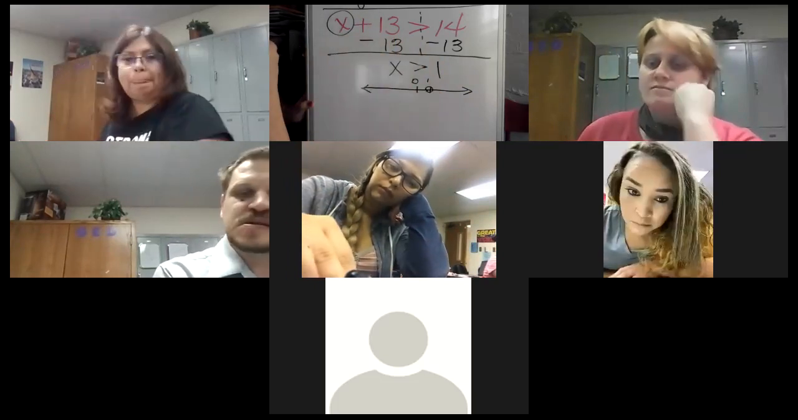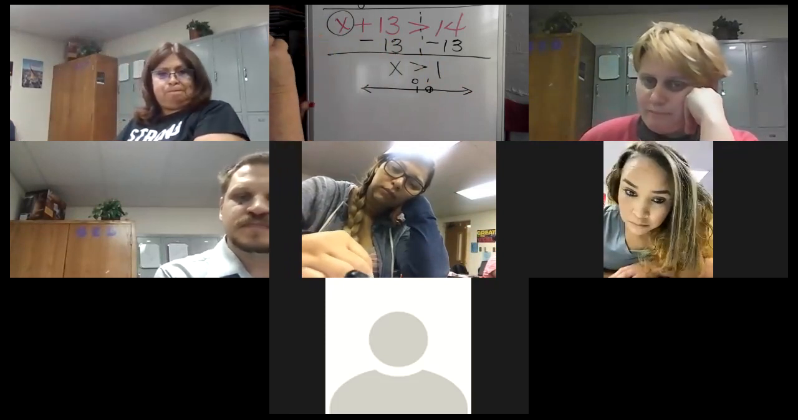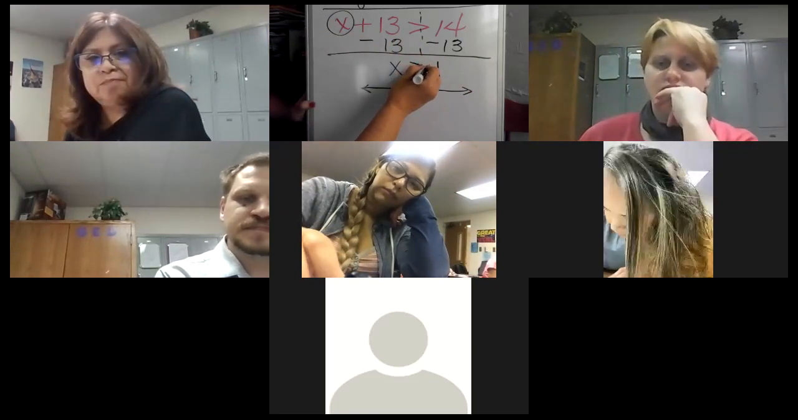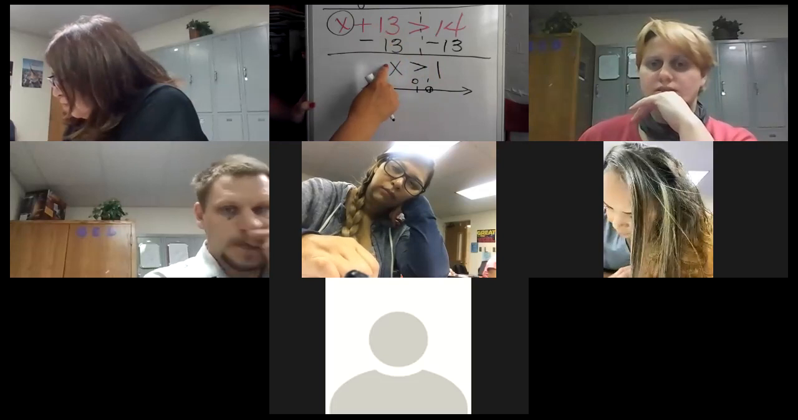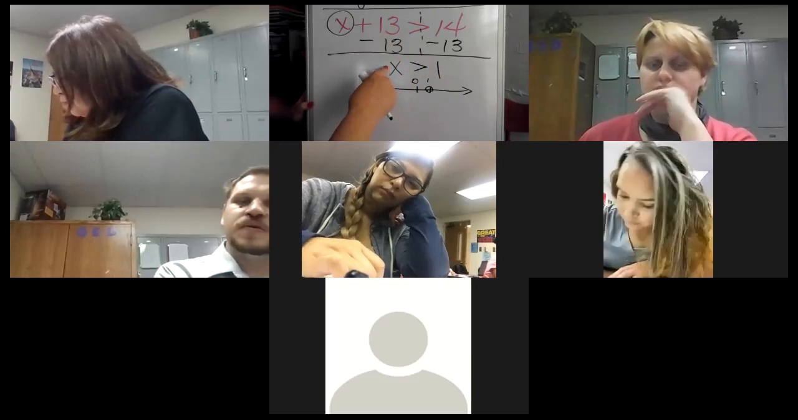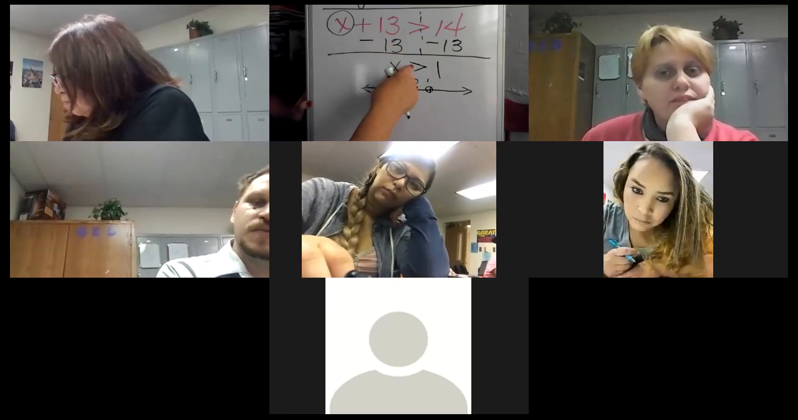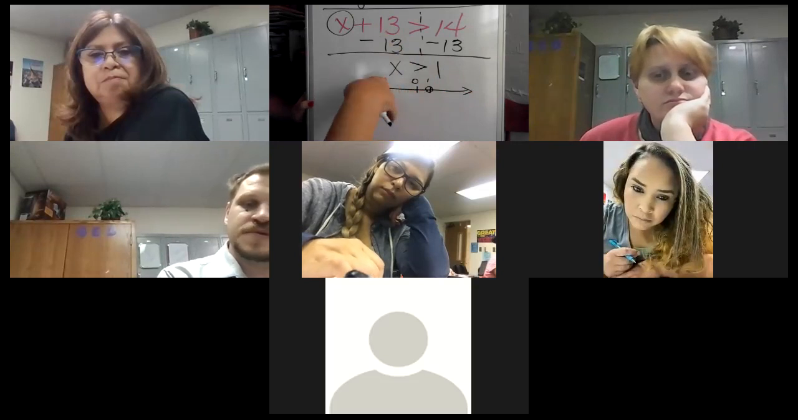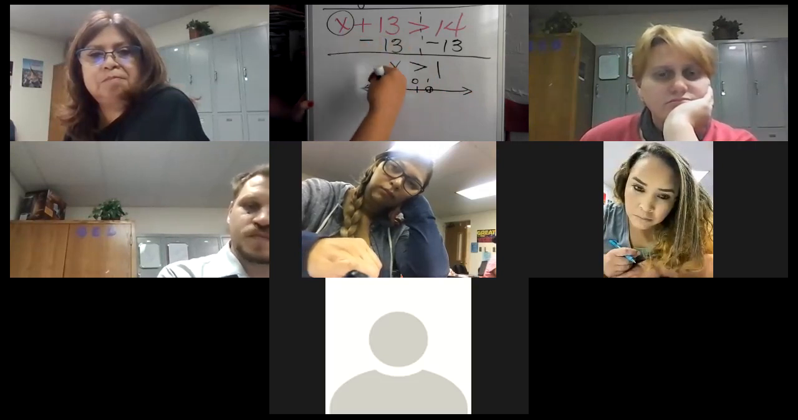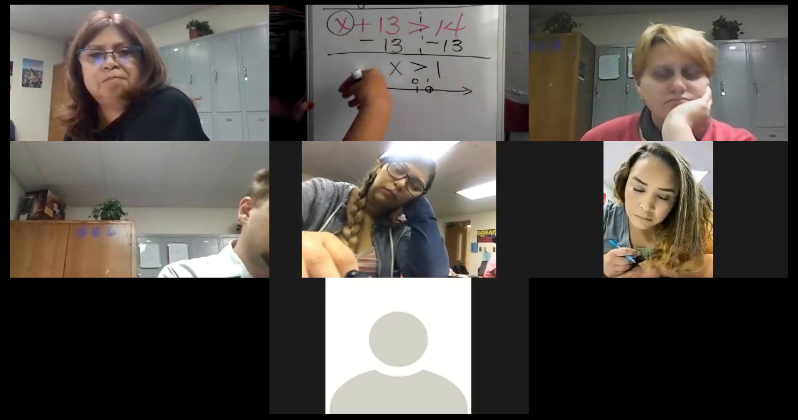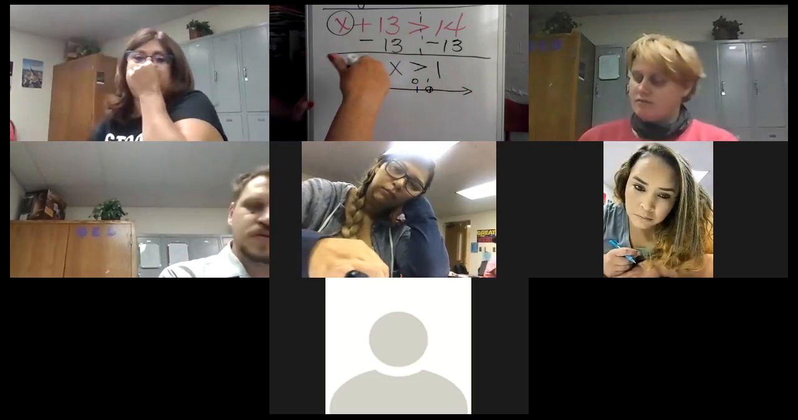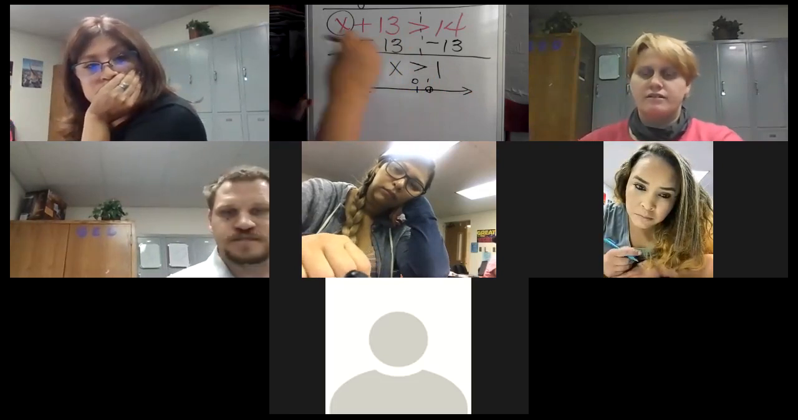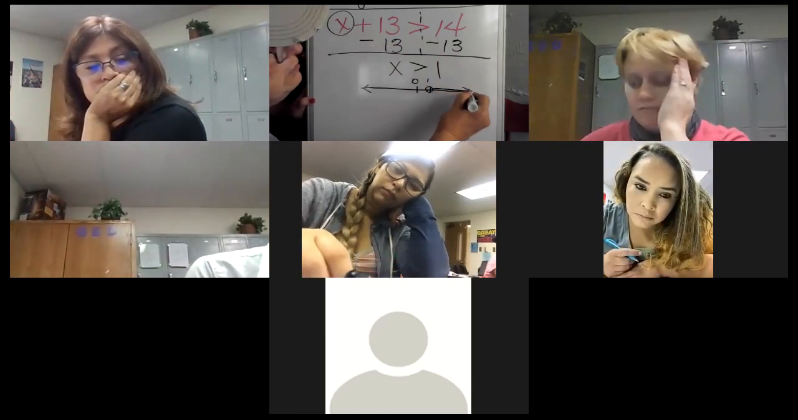And now we have to make a decision which direction we're going to shade on this line. Okay. Now remember, we're going to interpret this as X representing all of the numbers that are greater than 1. So we have to show on our line here all of the numbers that are greater than 1, like 2 and 3 and 4 and 5. So which way am I going to shade? Tell me right or left. Right. Right, good. We're going to shade to the right.